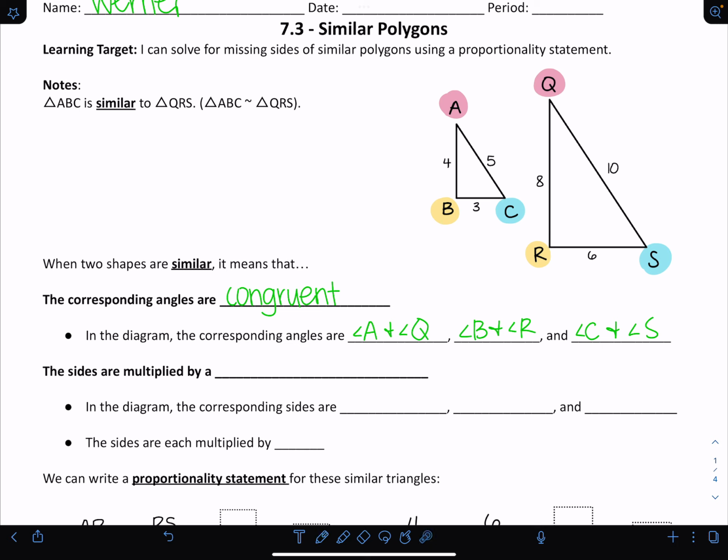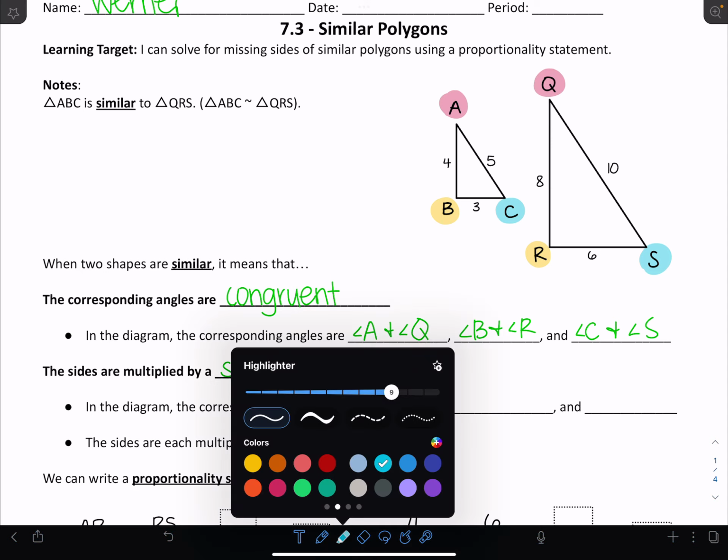The sides, you can tell, like this side here and this side here, are very clearly not the exact same. The sides, on the other hand, are multiplied by a scale factor. This is a word that came up when we did dilations in Unit 3, I think. So when we made things bigger on a graph, we had to multiply them by a scale factor, and that's what's happening here too. In the diagram, the corresponding sides are, well, let's add some color.